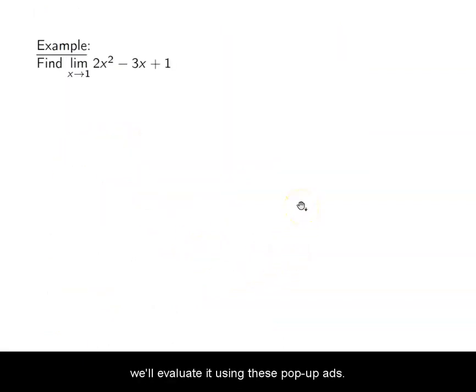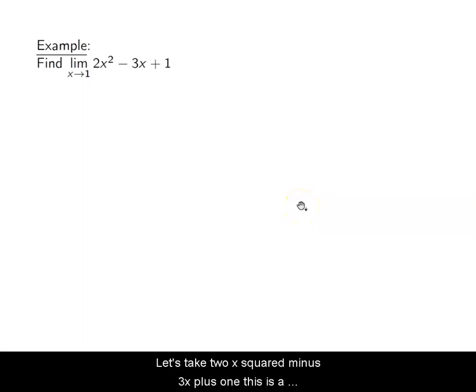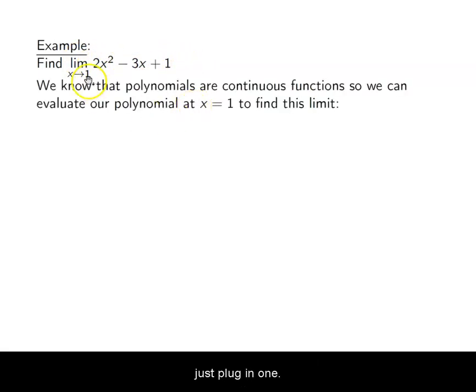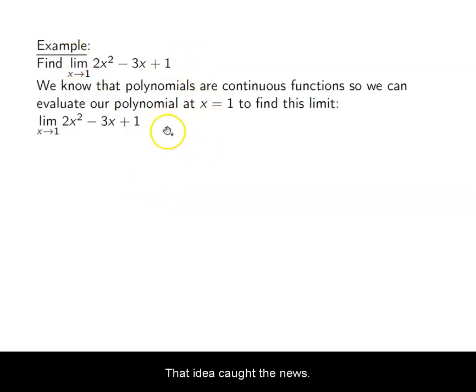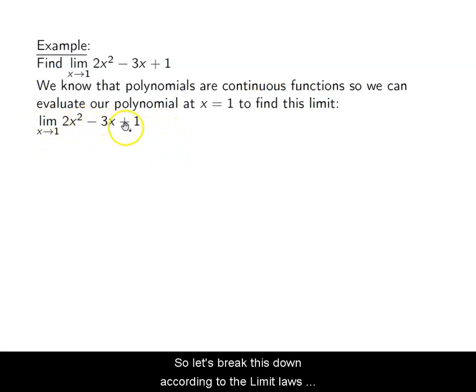So as an example, let's take 2x squared minus 3x plus 1. This is a polynomial. We know that it's continuous. I can just plug in 1 here. Okay, there's no problem with that. I'm not telling you to use this method we're going to go over now, but the method we're going to go over lets you see why we can just plug something into a polynomial, right? That idea of continuity. So let's break this down according to the limit laws, right?